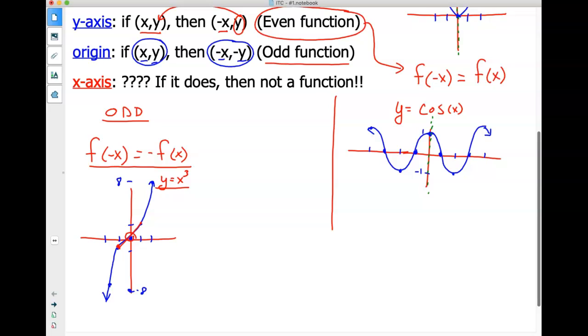Therefore, it is an odd function. One other odd function that you'll work with a ton in calculus is y equals sine x, another trig function. People hate trig. I love it. It's got wonderful places in math. But why is that an odd function?